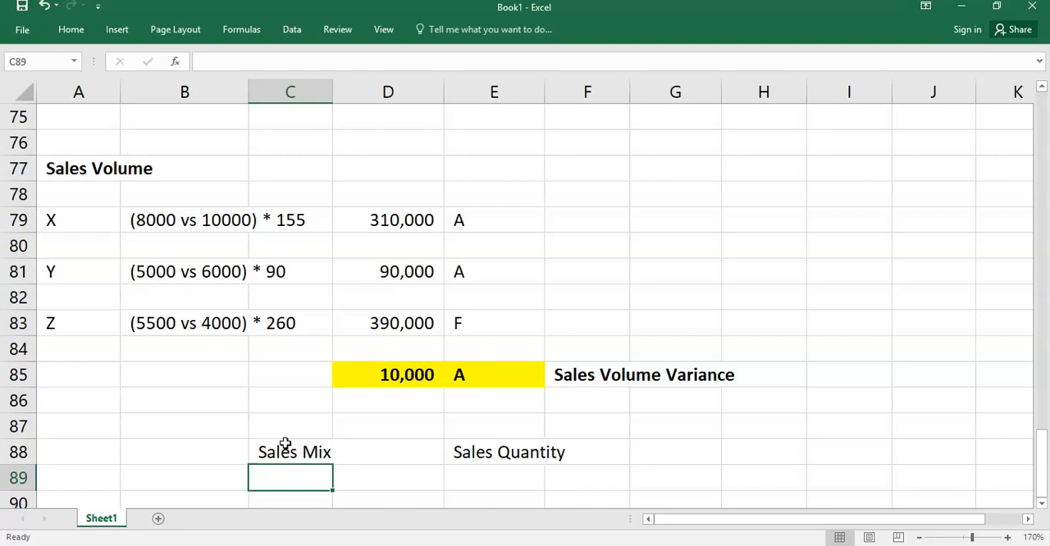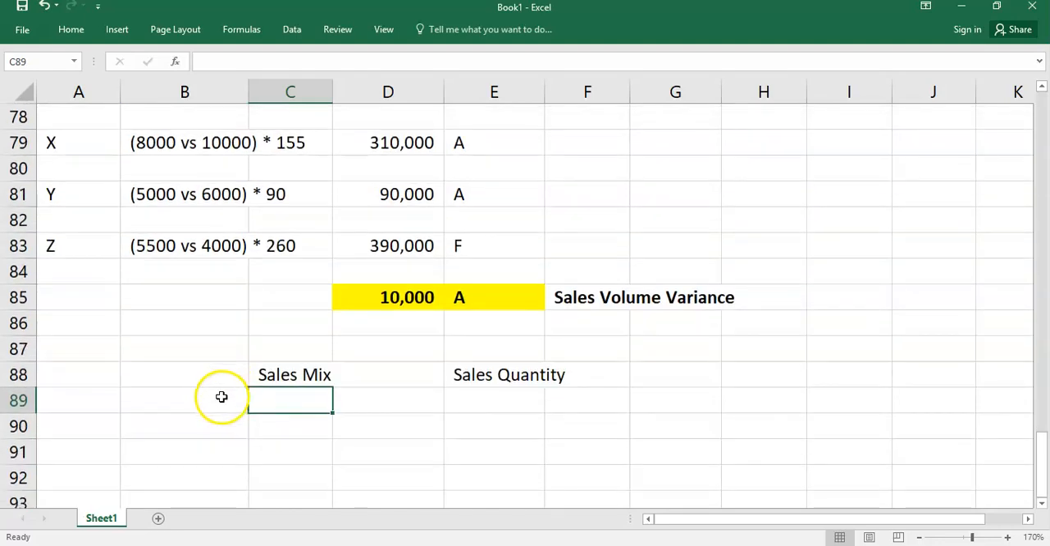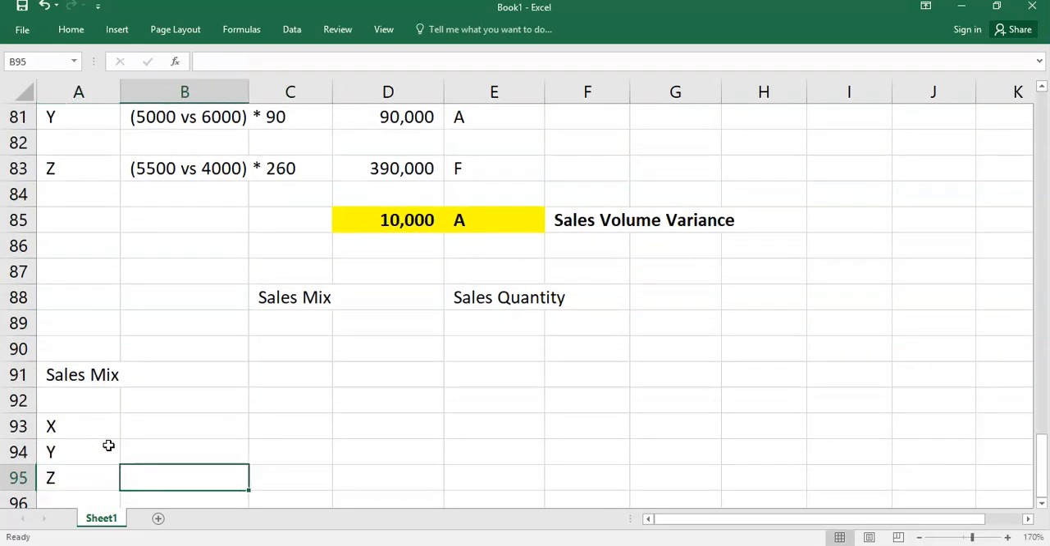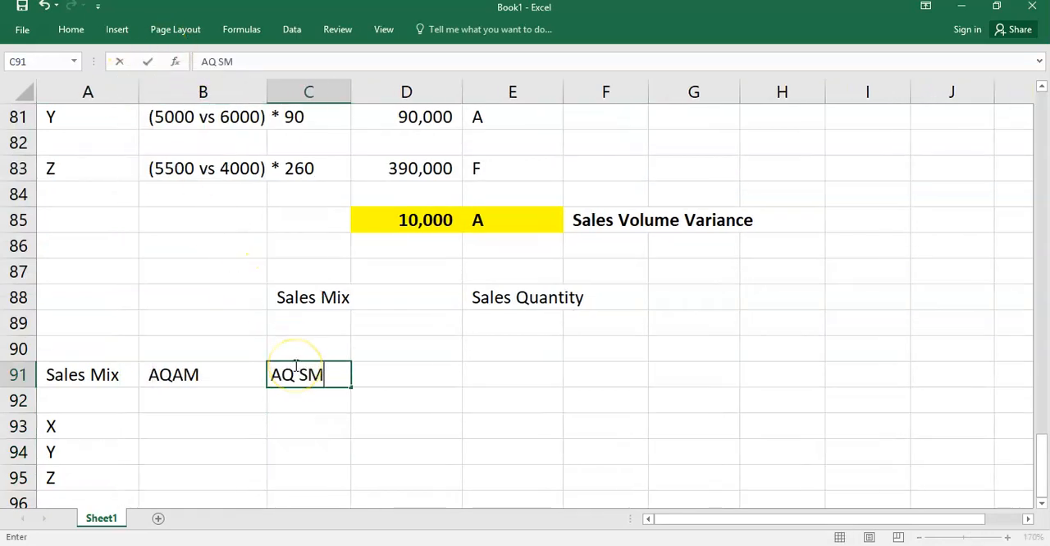And I'm a big fan for both the sales mix and the sales quantity. Do a tabular format. Lay it out in a table and have that table going into the exam. So for your sales mix table, it looks like X, Y, and Z down the first column. Then you have AQAM, actual quantity, actual mix, AQSM, actual quantity, standard mix, and you look at the difference. That difference is in units. You then label that adverse or favorable.